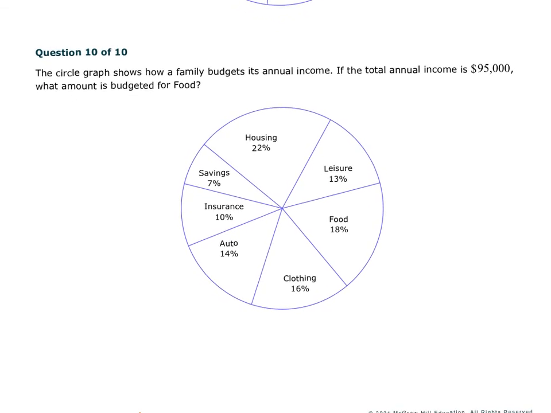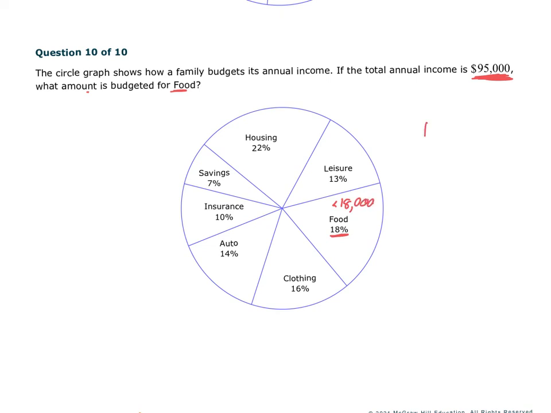Let's look at another pie chart or circle graph. This circle graph shows how a family budgets its annual income. If the total annual income is $95,000, so they make almost $100,000 a year, what amount is budgeted for food? Okay, so looking at food, it's 18%. So if they made 100,000, it'd be $18,000. We know it's going to be a little less than $18,000.